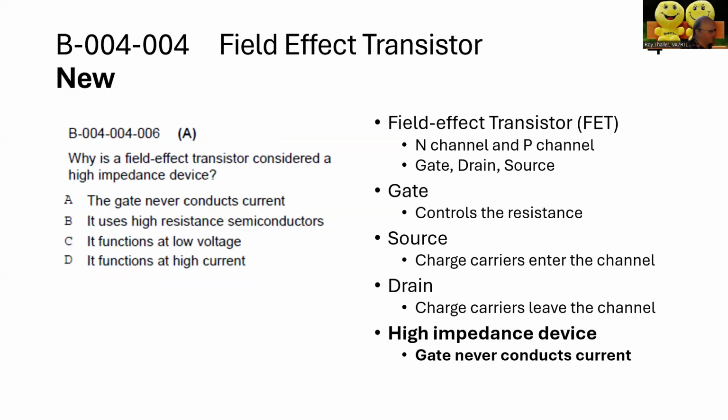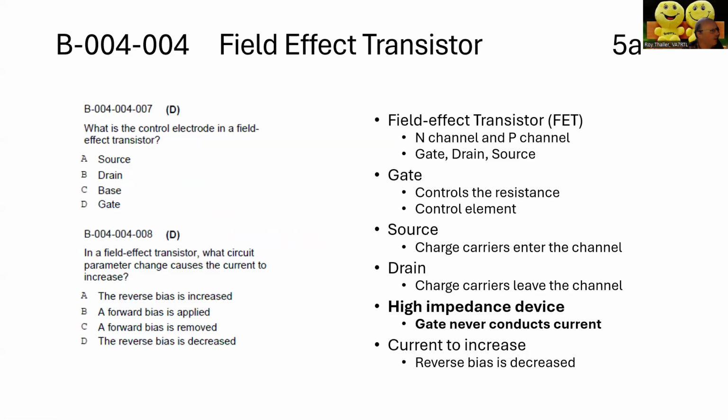Here's a new question. Why is the field effect transistor considered a high impedance device? And that's because the gate never conducts current. So it turns things on and off without using current. It's based on voltage rather than current. What is the control electrode in a field effect transistor? And that would be D, the gate.